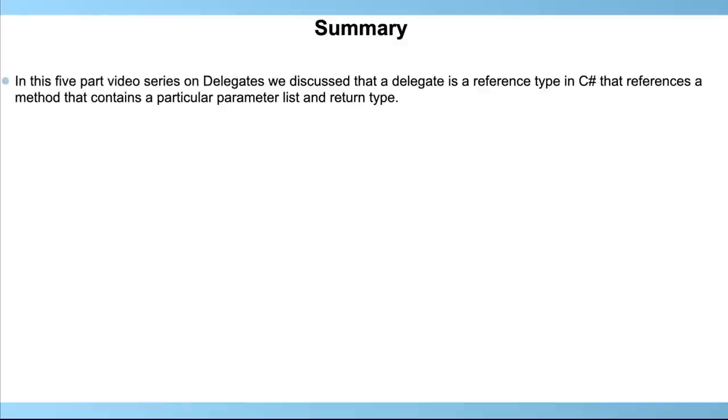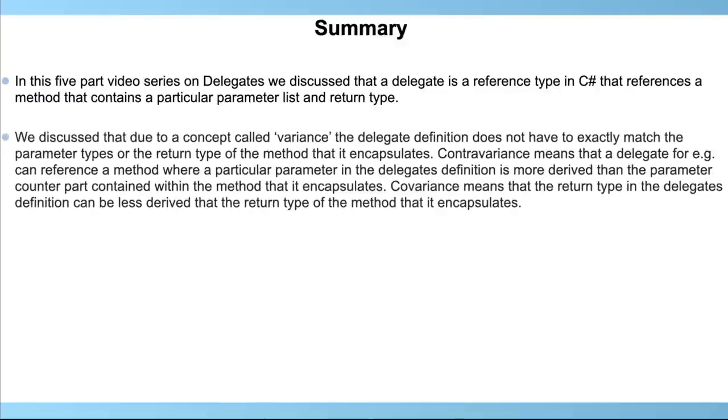To summarize, in this 5-part video series on delegates, we discussed that a delegate is a reference type in C# that references a method that contains a particular parameter list and return type. We discussed that due to a concept called variance, the delegate definition does not have to exactly match the parameter types or the return type of the method that it encapsulates. Contravariance means that a delegate, for example, can reference a method where a particular parameter in the delegate's definition is more derived than the parameter counterpart contained within the method that it encapsulates.